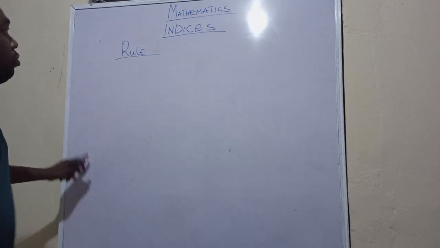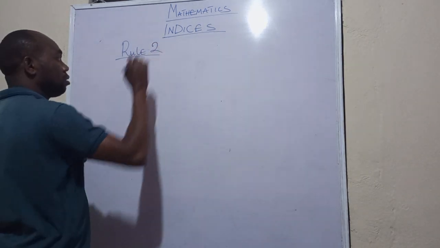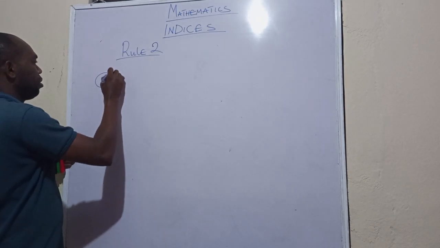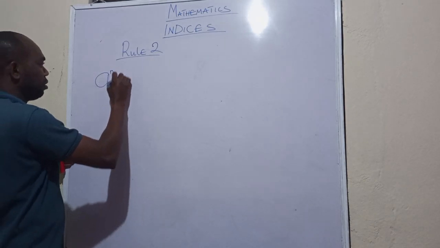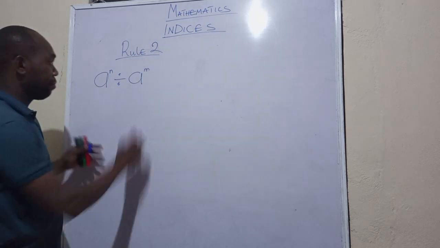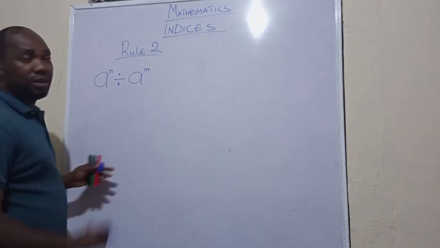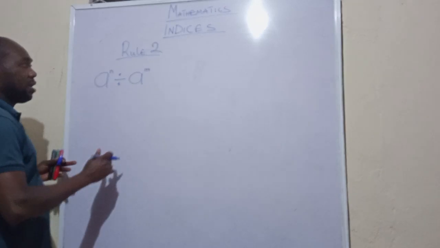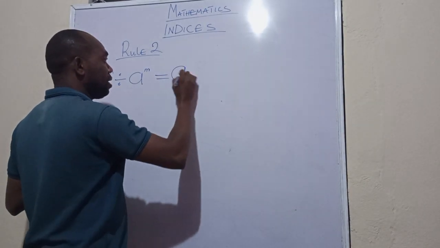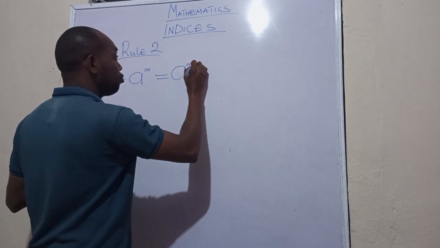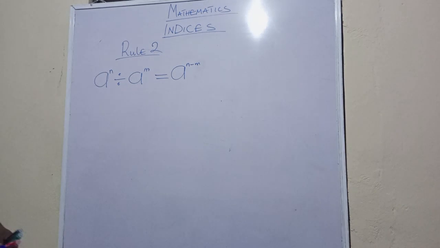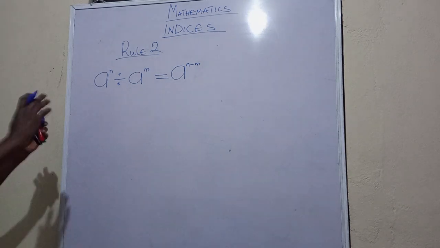Now, rule 2 states that a raised to the power of n divided by a raised to the power of m, right? Then in this case, it simply means that we have one a, and m will be subtracted from n. So n will subtract m. So that's what will happen.